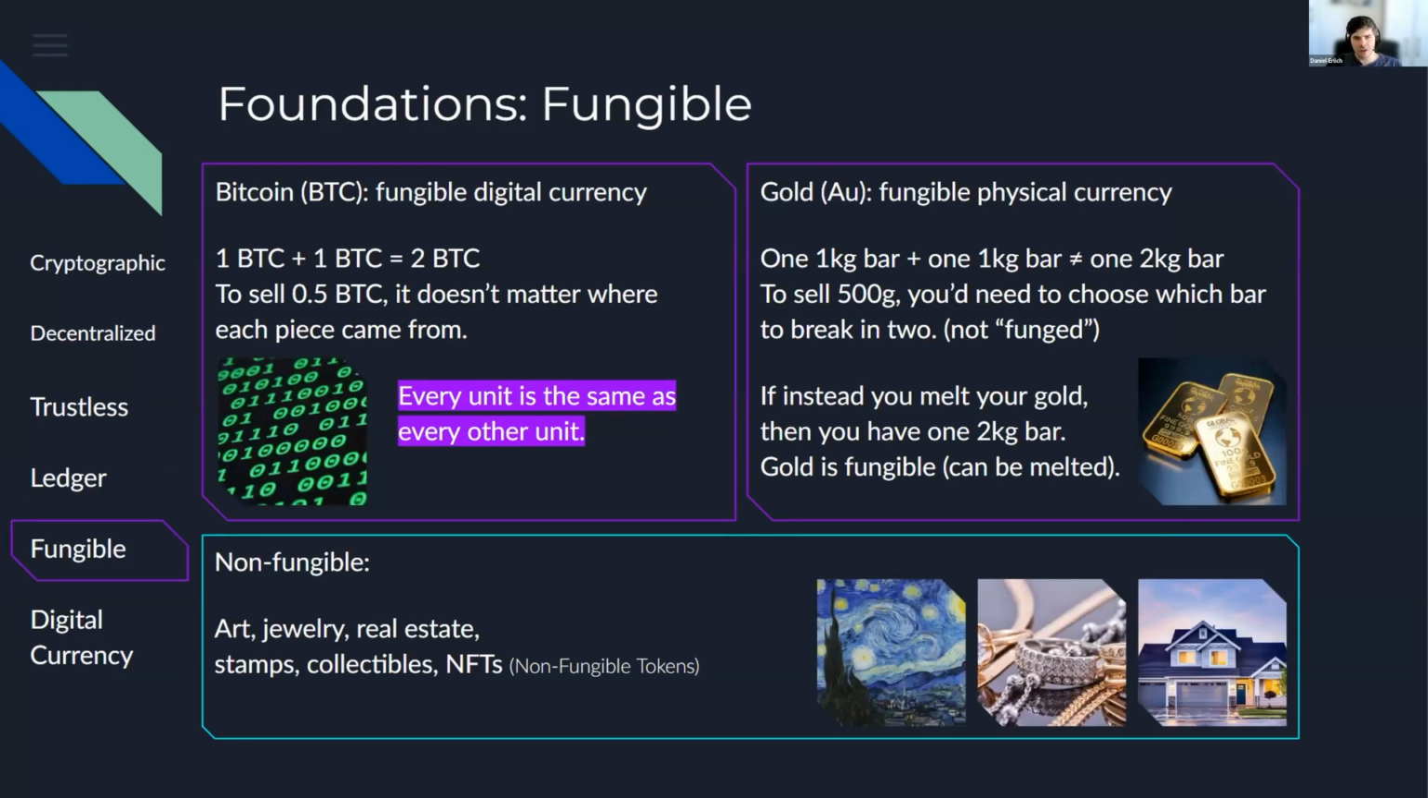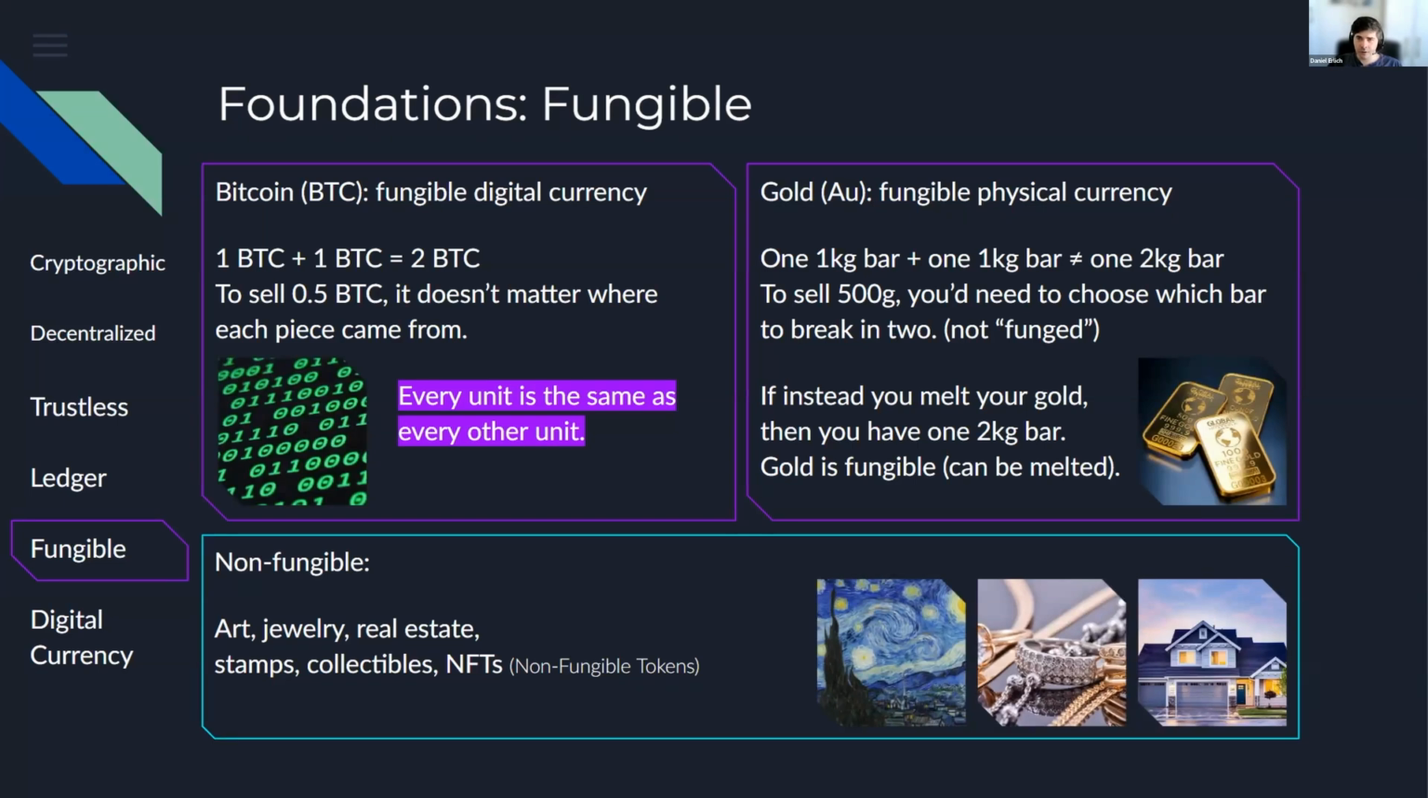All right, next we have fungibility. Bitcoin is a fungible currency, which means that if you have one Bitcoin and then someone gives you one more Bitcoin, then you have two Bitcoin, obviously. But if you want to sell half of a Bitcoin, it doesn't matter where each piece came from because every unit is the same as every other unit.